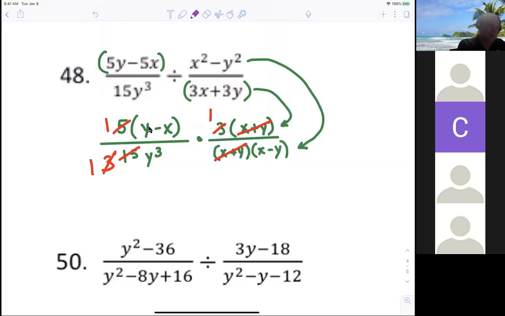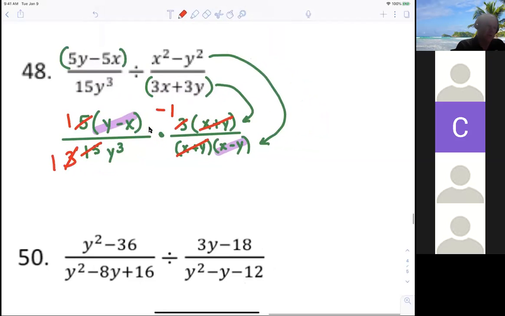Okay, now the question, y minus x and x minus y. That factors to what? Someone? -1. All right, thank you. I'm glad someone's still with me. -1. So now the only thing that's left in the numerator is -1, and the only thing left in the denominator is y cubed. So after all that, it's just -1 over y cubed.